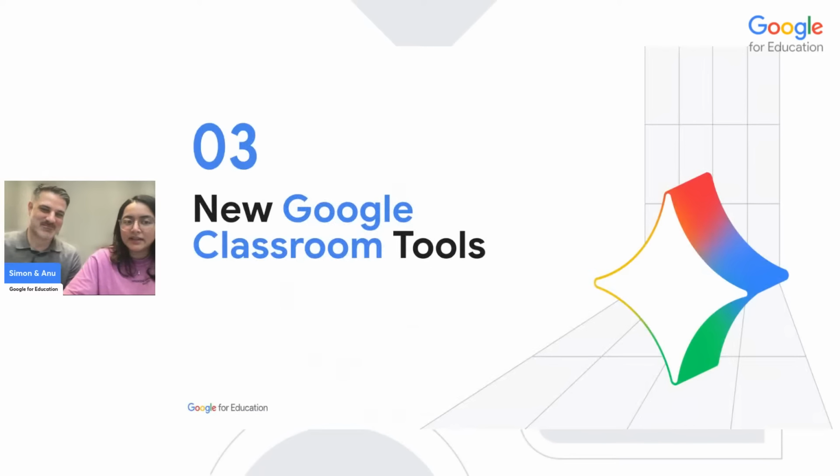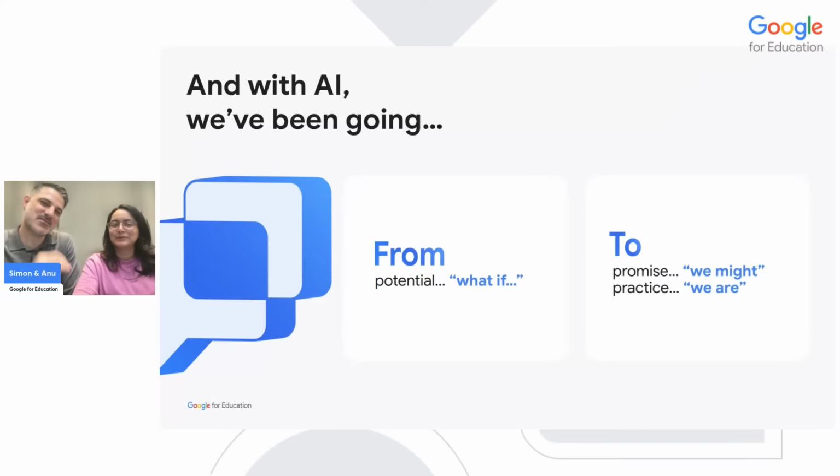We're going to skip past that slide because we've already talked about it. But we are going to talk about some exciting things in classroom, aren't we, Simon? Yes, absolutely. So we've shifted from the what if to the we might or we are. And you've just seen on the previous demo, guided learning, like we're creating a personal tutor for every student, but we're also creating a personal assistant for every educator and leader, right? So like, how do we help educators and leaders as well with our tools.